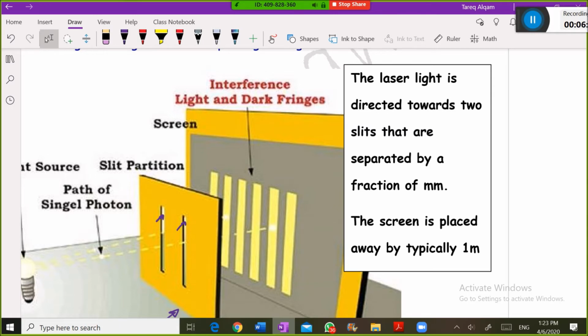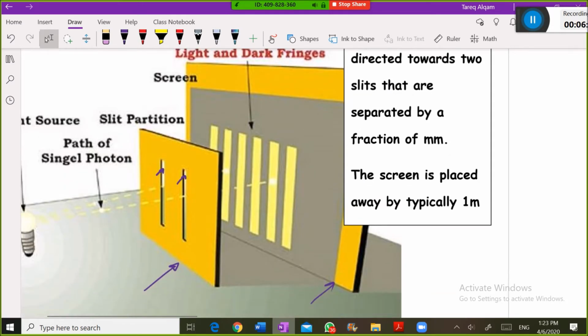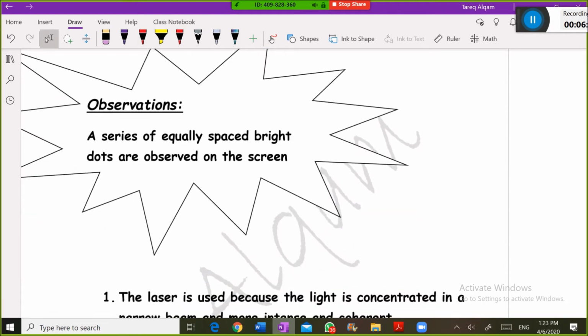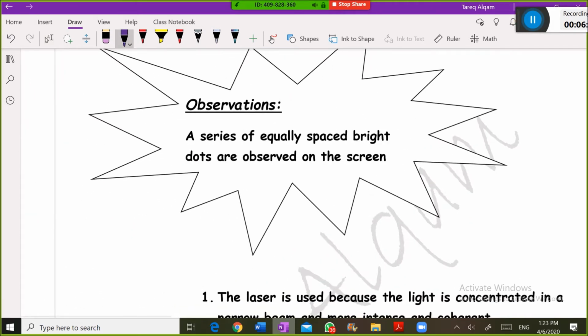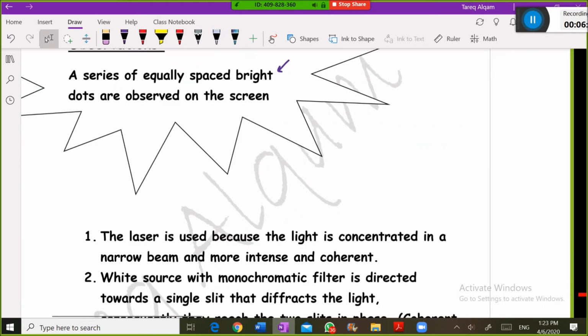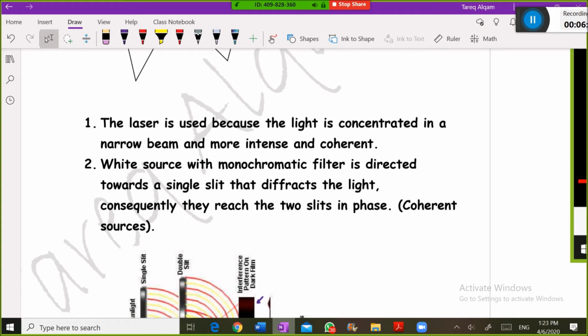100%. Okay. So the laser light is directed towards two slits that are separated by a fraction of a millimeter. The screen is placed away by a typical value of 1 meter. What is the observation? We said a series of equally spaced bright dots are observed on the screen. A laser is used, guys, because it's coherent. Okay, a laser is used instead of ordinary colored light because it is coherent.